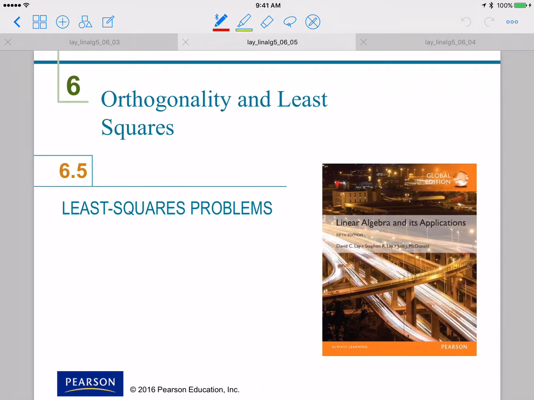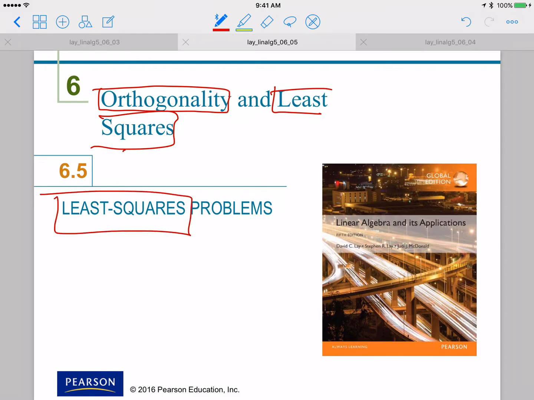Okay, now this is the last chapter about our orthogonality. The name of the big chapter is orthogonality and least squares. And this least squares is the one that we studied finally, and this is really important. That's kind of an entrance to all the statistical machine learning and also deep learning and artificial intelligence. So this is so important.